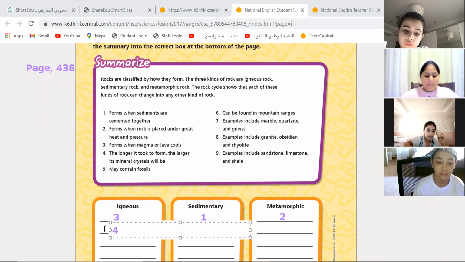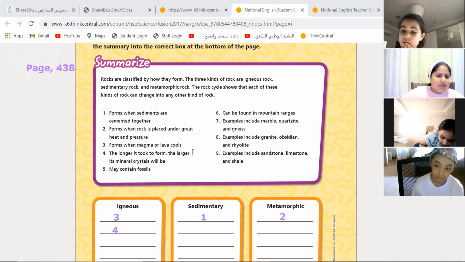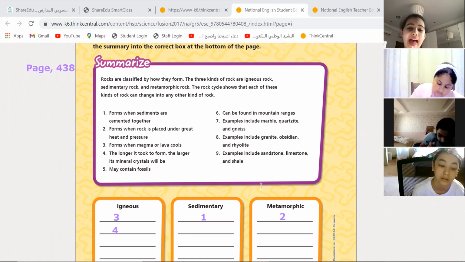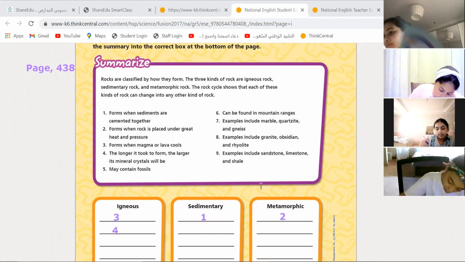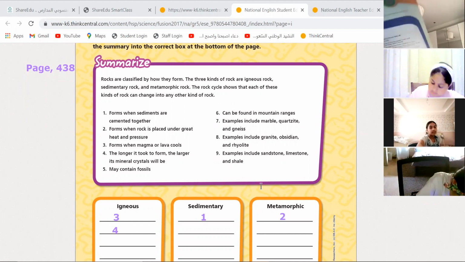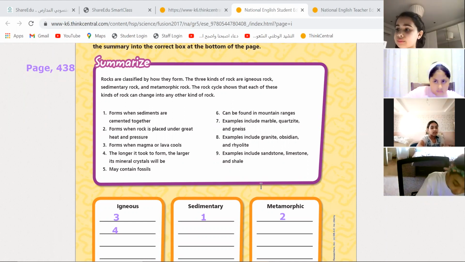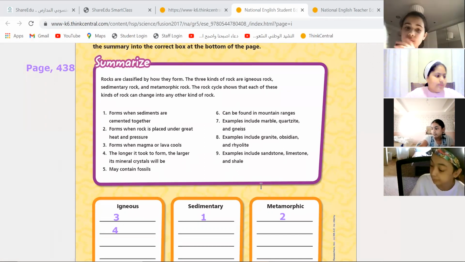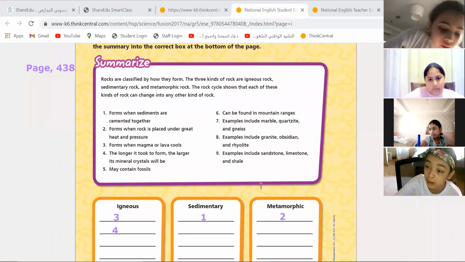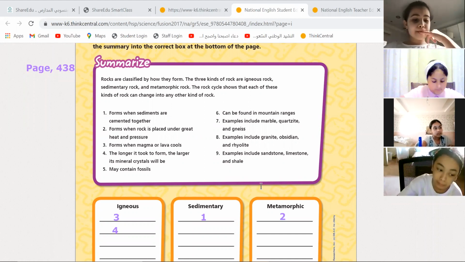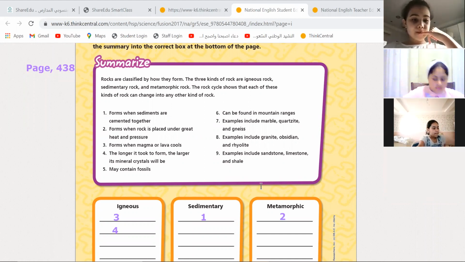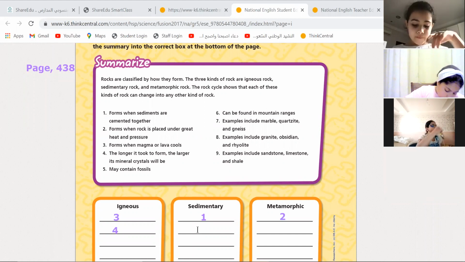What about you, Tala? Would you like to answer? All right, number five. May contain fossils. Sometimes it will be cemented with fossils, and you will find sedimentary. Excellent. Very good.